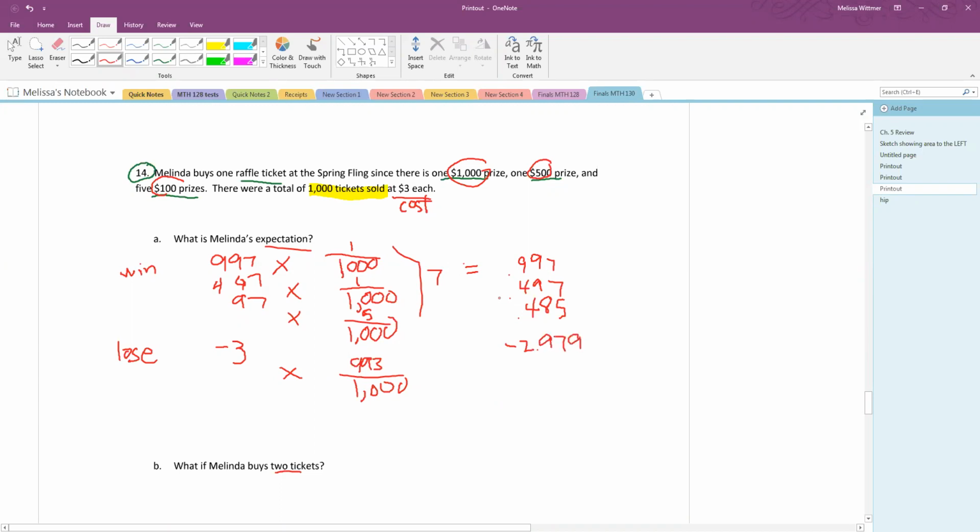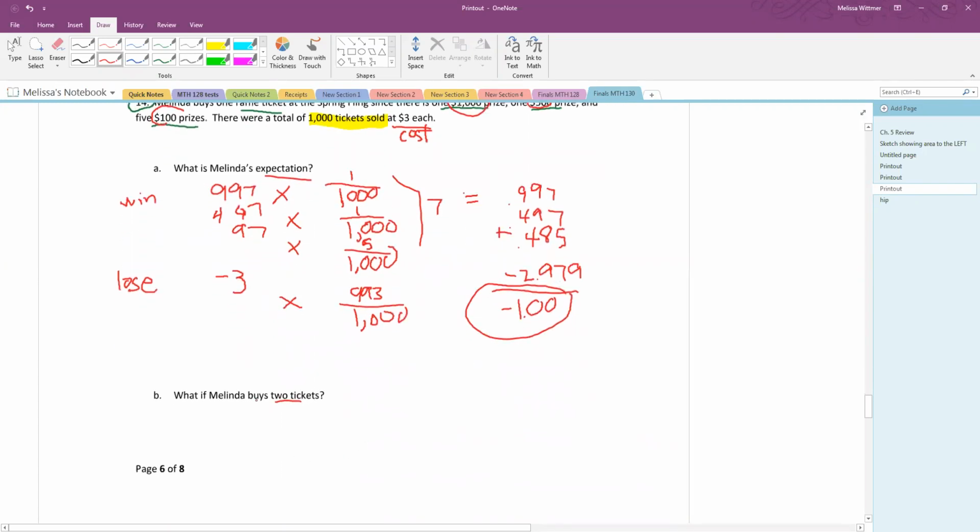Add all of those values together to get your overall expected value, and it's -1. So the expectation is a loss of $1 per ticket. So if she buys 2 tickets, it would be a loss of $2. So you can say -$2, or you can write that out as a loss of $2 for 2 tickets.